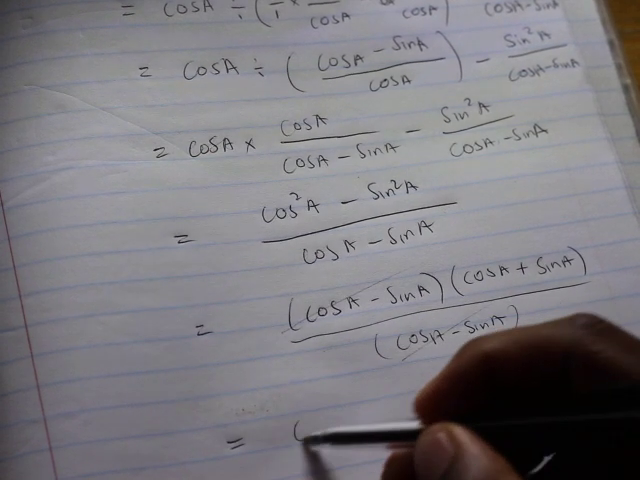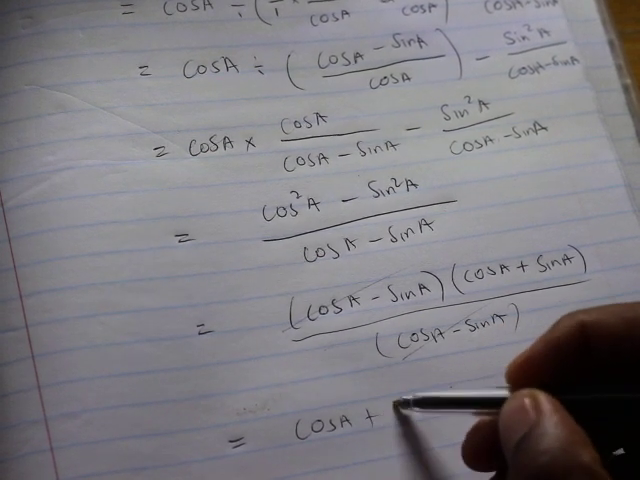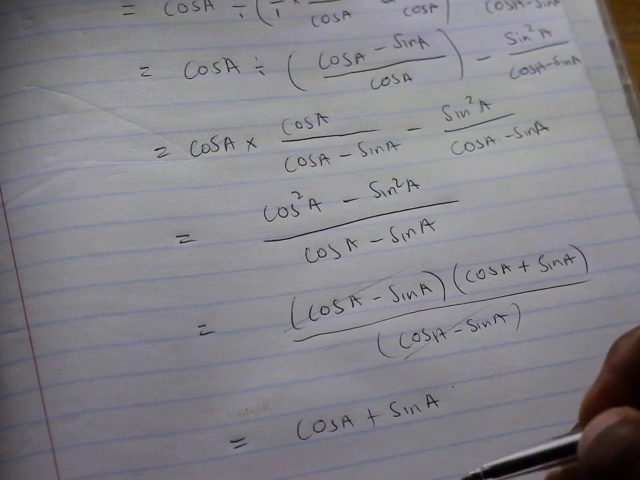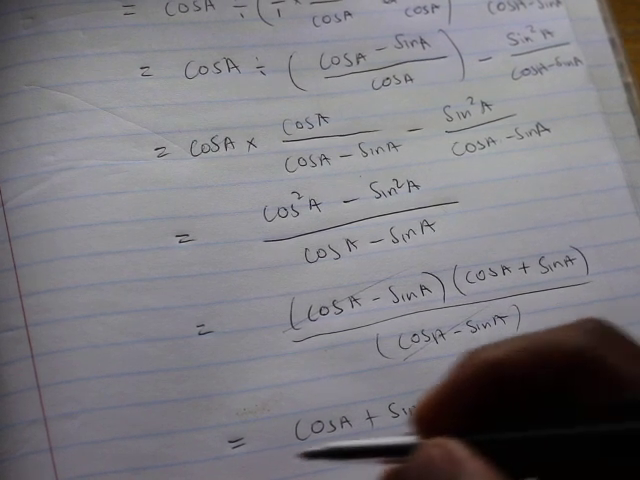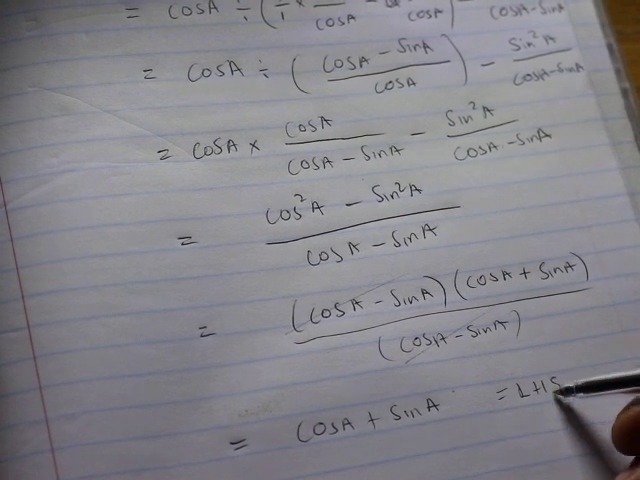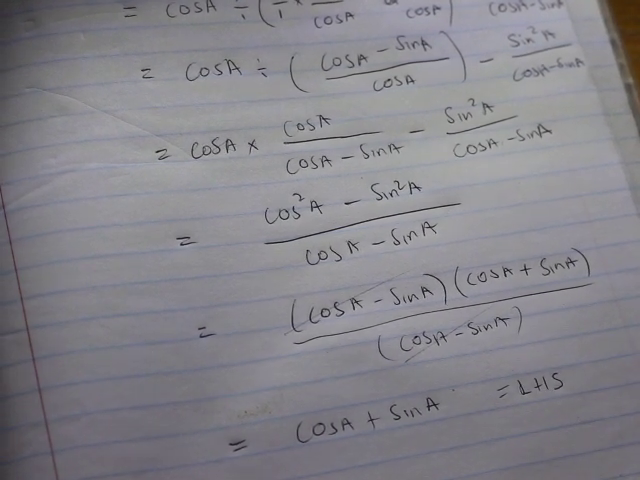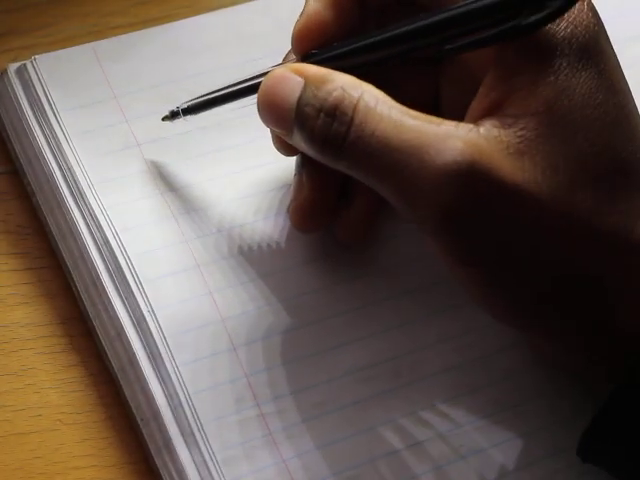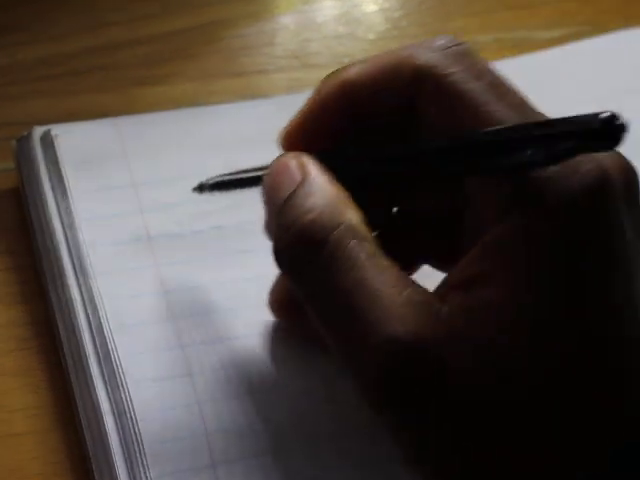So what are we left with? The cosine of A plus the sine of A, and this is equal to the left hand side. So ladies and gentlemen, the proof is done, and let's move on to the next one. And trust me, it's not looking so pretty, but you guys will see.